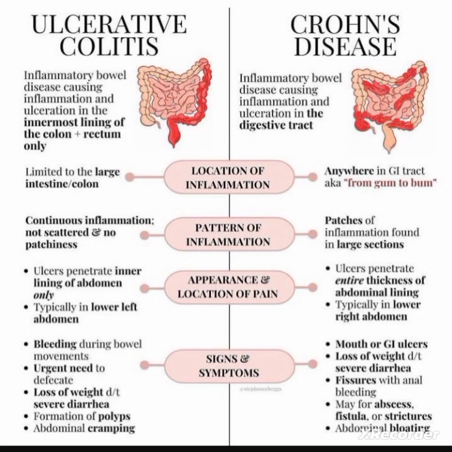Regarding the location of pain, typically the lower left abdomen will be affected in ulcerative colitis, with mild to moderate pain, usually in the lower left quadrant. But in Crohn's disease, the person will have moderate to severe pain, cramping in nature, and it affects the lower right quadrant.